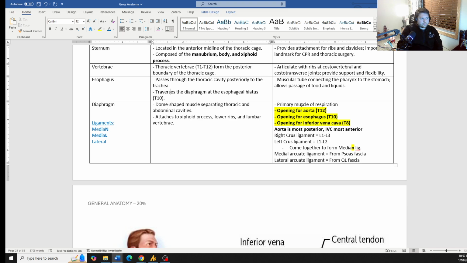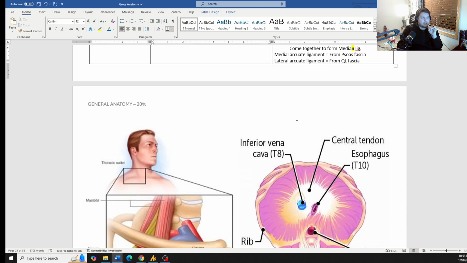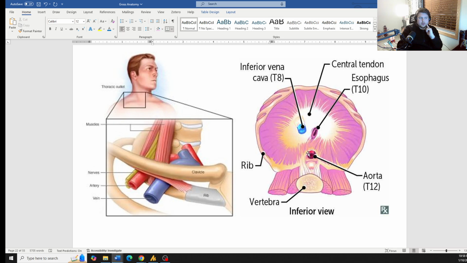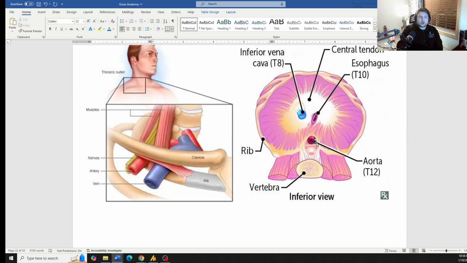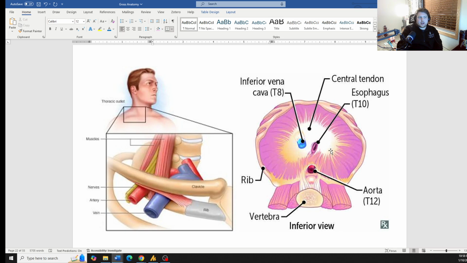So the diaphragm is our muscle of respiration, and there are 3 openings in the diaphragm. We have an opening for the aorta, located at T12. You can see how the diaphragm scoops forward, so it's lower in the back than it is in the front. So the opening for the aorta is at T12. There's an opening for the esophagus at T10, and an opening for the inferior vena cava at T8. They like directional spots, so remember T12, T10, T8, and what each is opening to.